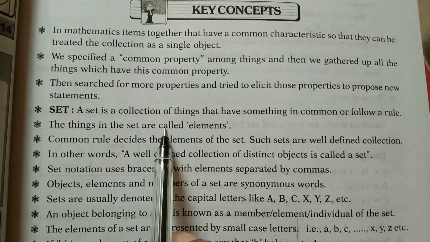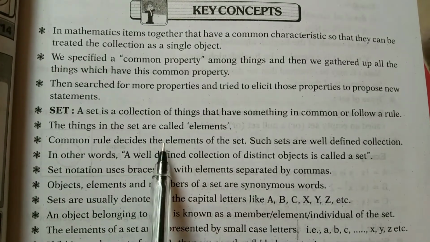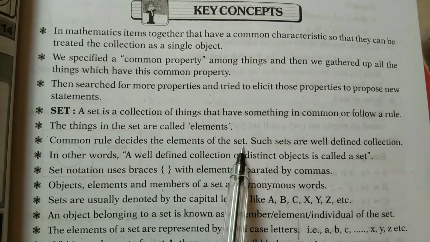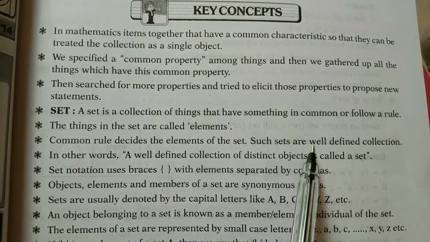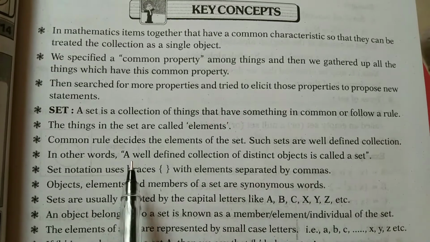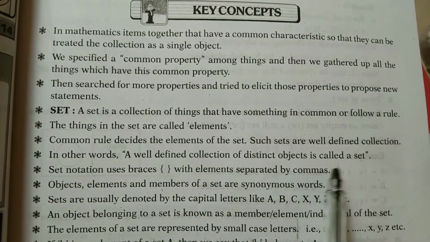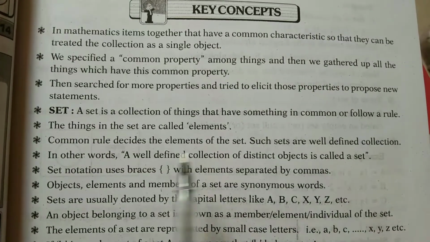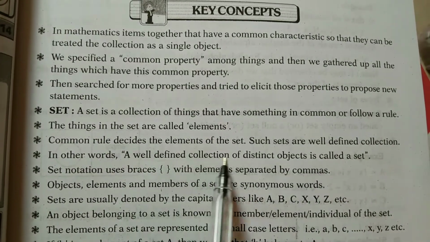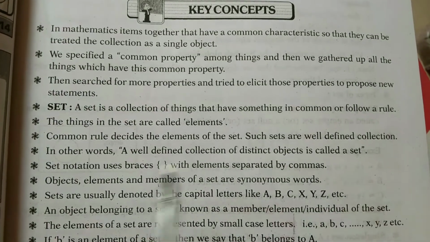The things in the set are called elements. The common rule decides the elements of the set. Such sets are well-defined collections. In other words, a well-defined collection of distinct objects is called a set. What is the definition of a set? A well-defined collection of distinct objects is called a set.